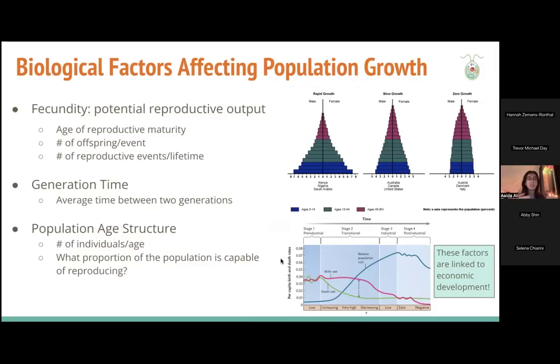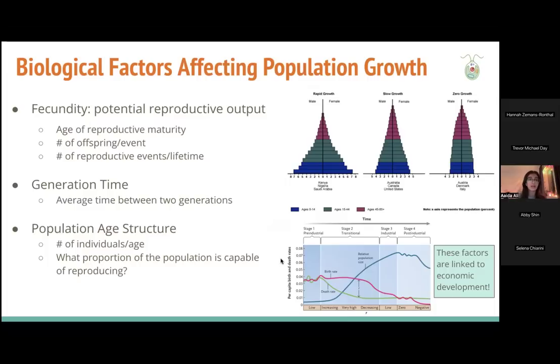So, for example, humans have one or maybe two, sometimes three offspring per birth, whereas some species like mice have like 10 in just one birth. And another factor that contributes to fecundity is the number of reproductive events per lifetime. So, how many times are you giving birth?